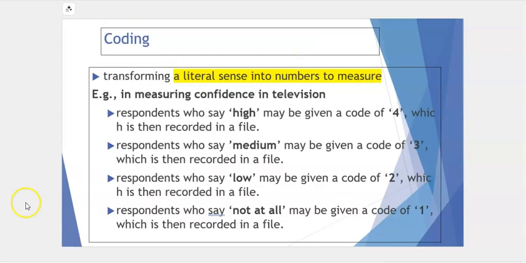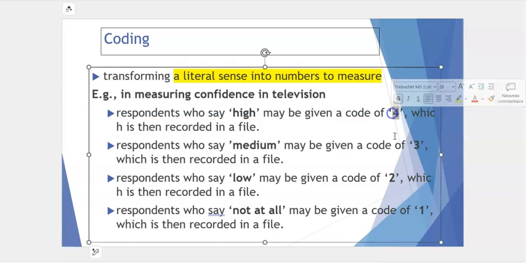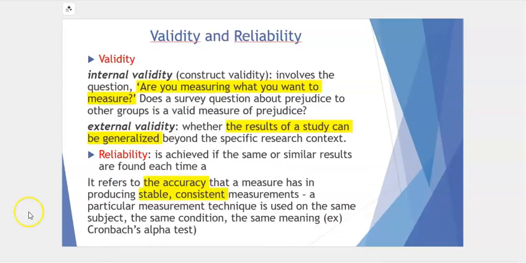So that is about the coding. You will make high a 4, medium a 3, low a 2, not at all a 1. So all these literal answers become numbers because we want to measure. And when you use software to calculate descriptive statistics or inferential statistics, all software accepts only numbers. So it is very important to code your literal answers into numbers.